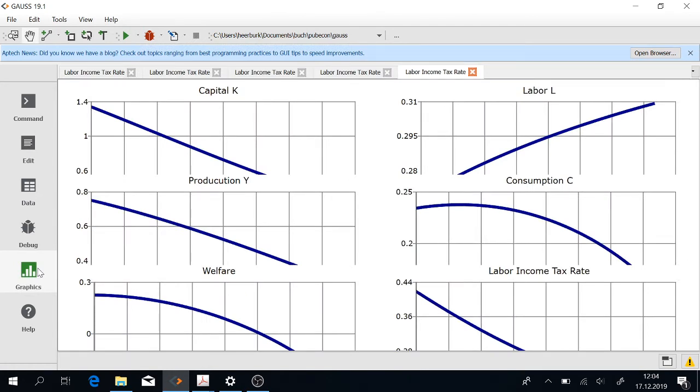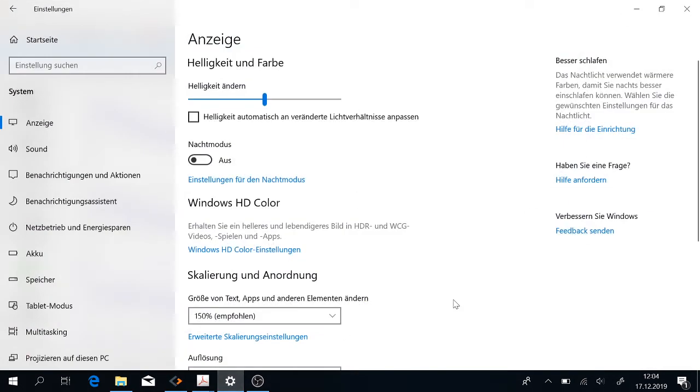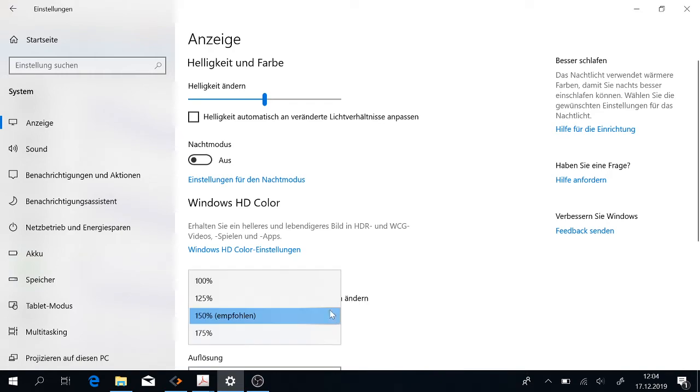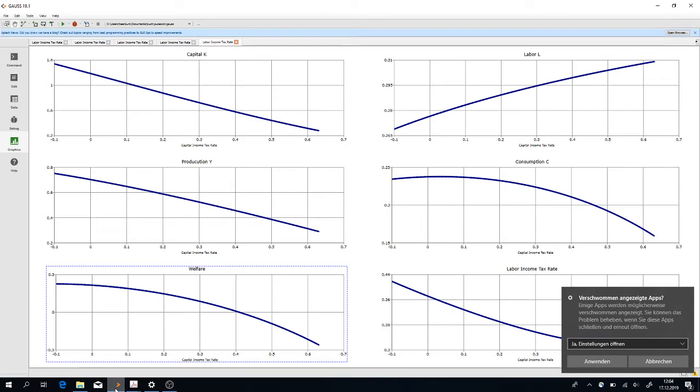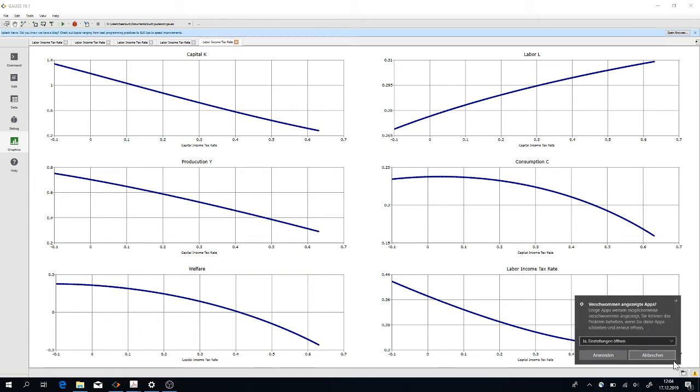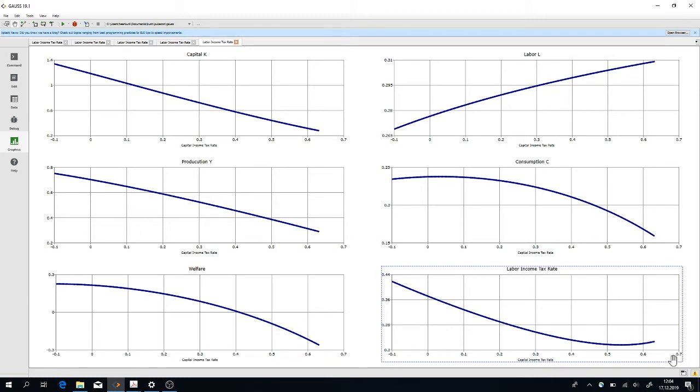Now this figure, perhaps you have the same figure as I do. The display is not really nice, so you have to change the display here by switching to a scale of 100% in your editor. And now your graphics look like this. So sorry for this nuisance, but this is unfortunately necessary since our display of the new graphics in Gauss 19 is programmed for the case that the display is at 100% scale.